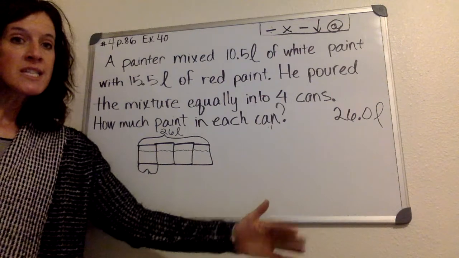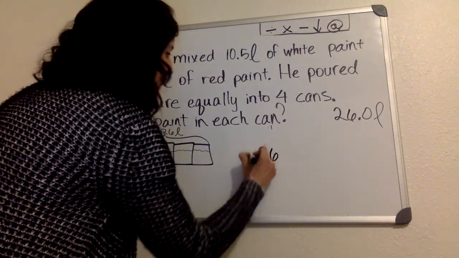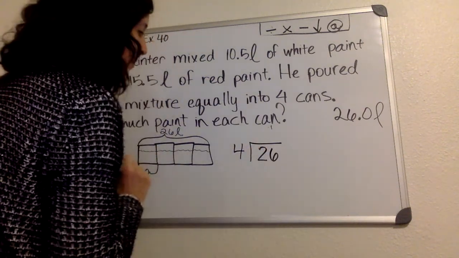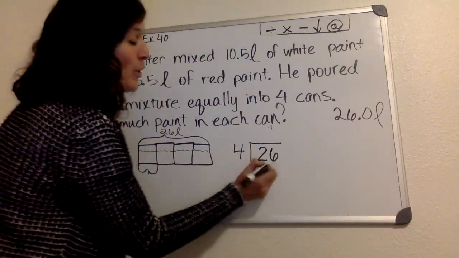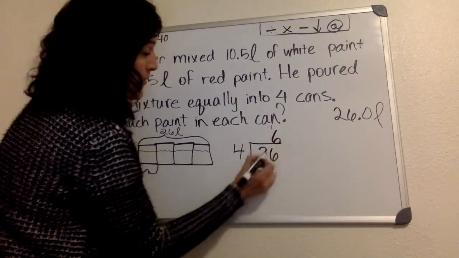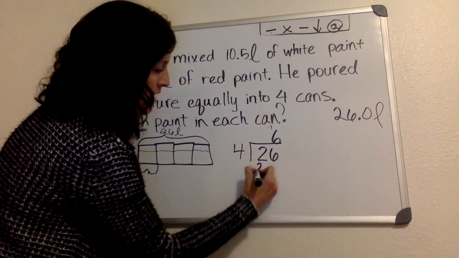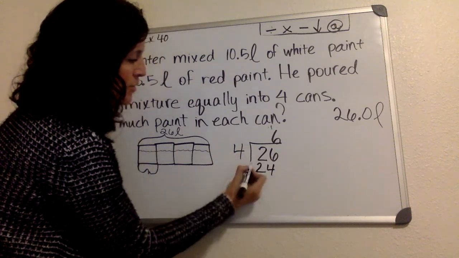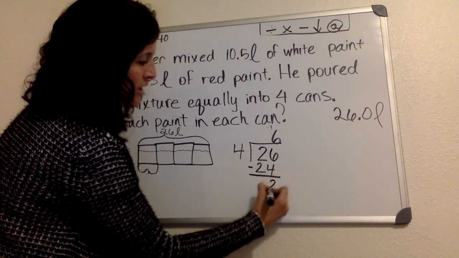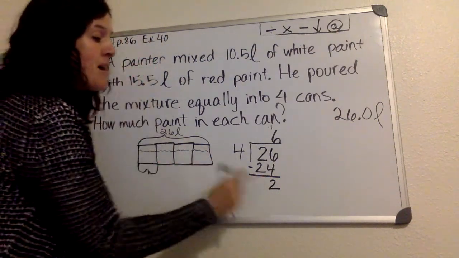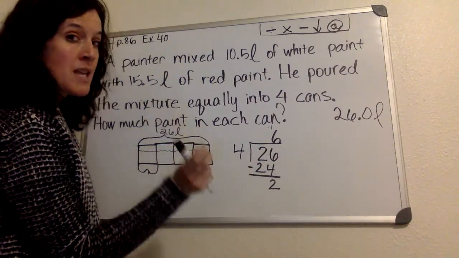Well, 26 altogether, 4 units. I'm going to divide. 26 divided by 4. Can 4 go into 2? Nope. Can 4 go into 26? Sure. I'm going to put my 6 right above my 26, and then I'm going to multiply. 6 times 4 is 24. Subtract. 26 minus 24 is 2.